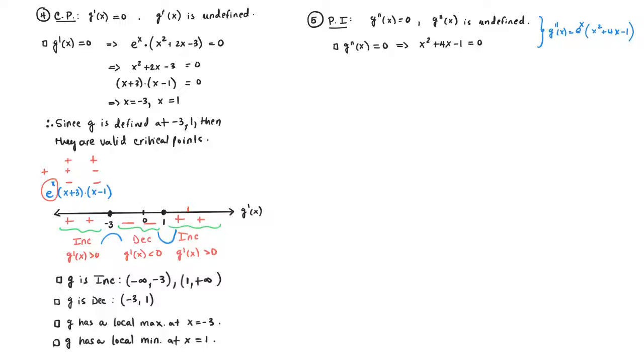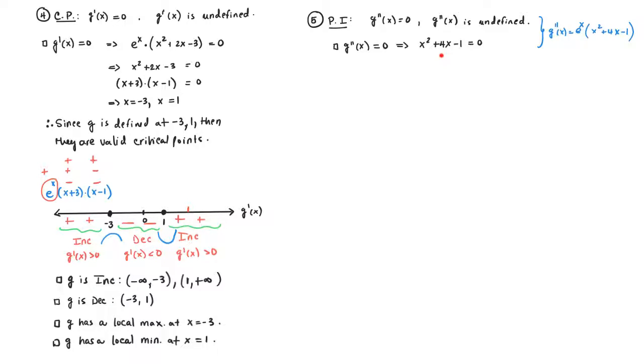Points of inflection happen where the second derivative is equal to 0 or the second derivative is undefined. I'm going to start by setting the second derivative equal to 0. In fact, if you remember, this was the second derivative, e to the x times this quadratic. Again, e to the x is never 0. So if the second derivative is equal to 0, it's all because of the quadratic. So this is why I am setting this quadratic equal to 0, and then I'm going to try to solve.